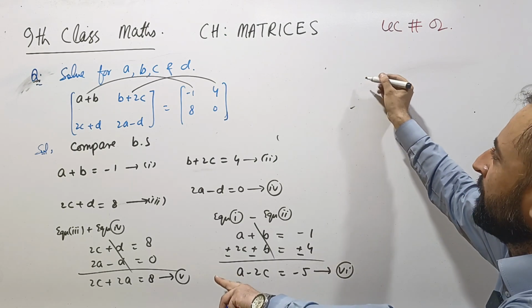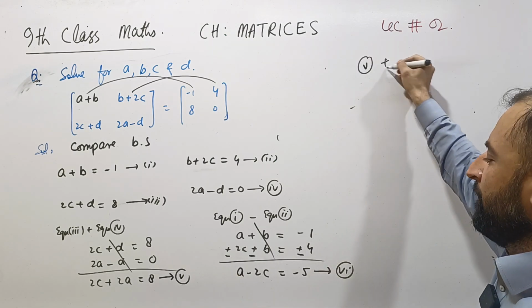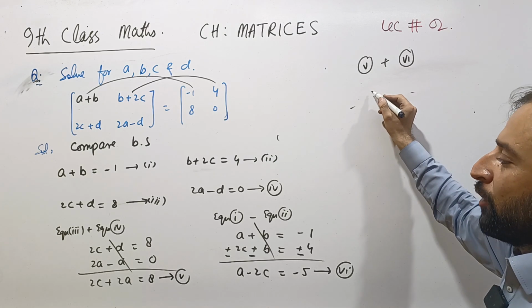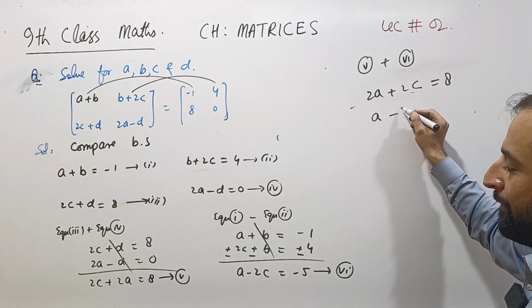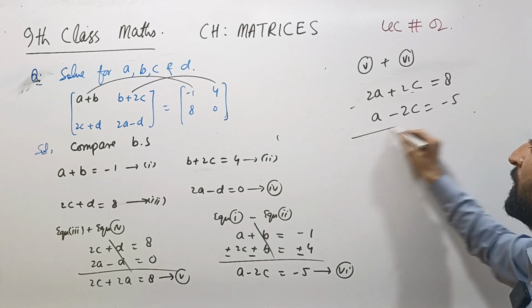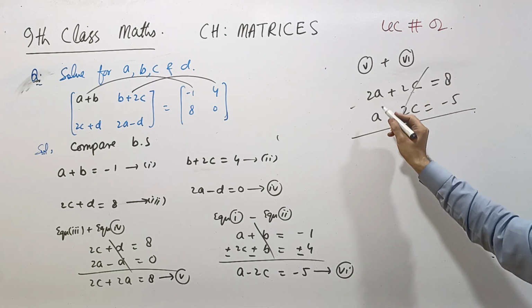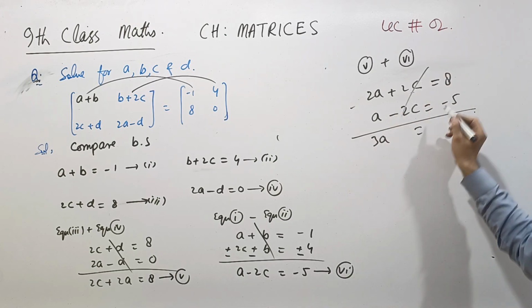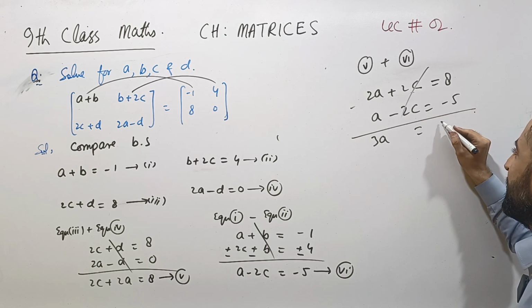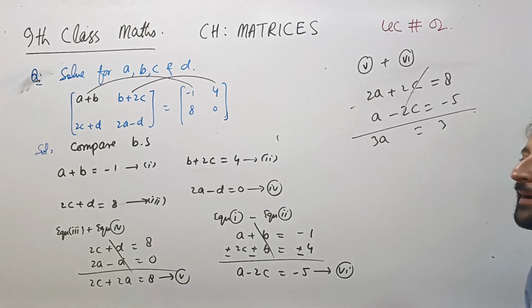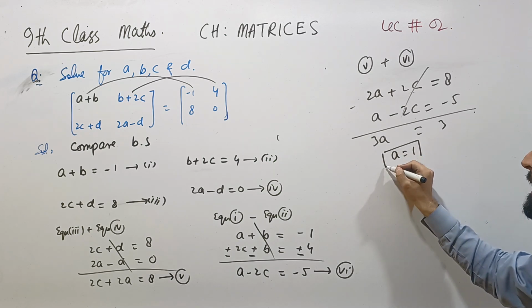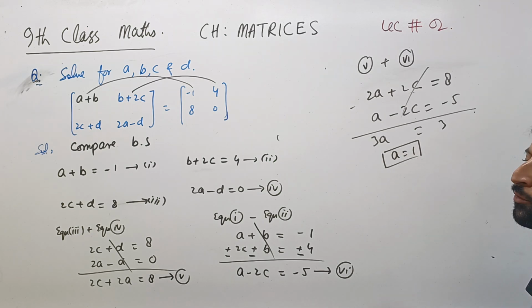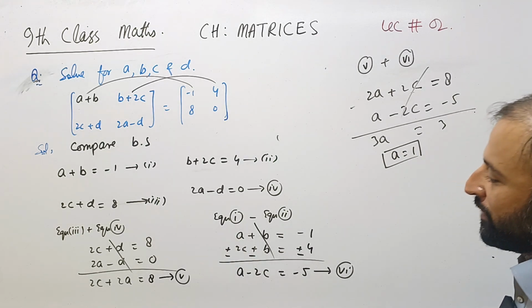The first, equation number 5 plus equation number 6. Equation 5, 2A plus 2C is equal to 8, and A minus 2C is equal to minus 5. So if you add them, they will be cancelled. Here we get 3A, and 8 minus 5, if you add them, we get 3. Dividing both sides by 3, A will be equal to 3 by 3. So the value of A is determined. Now you can find all of the remaining three.